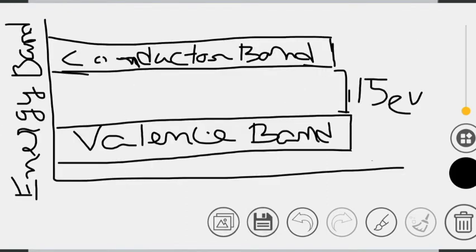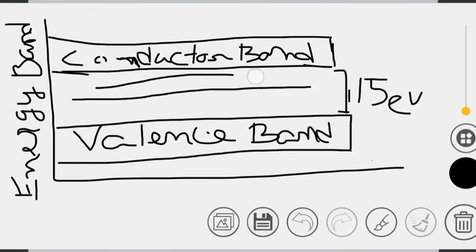So this is the energy band diagram of an insulator. As in the earlier stage when we were discussing conductors, we saw that the valence band and conduction band are overlapped. Because of that, conductors can flow electricity very easily. But here in the insulator, between the conduction band and valence band, we have a vacant space.